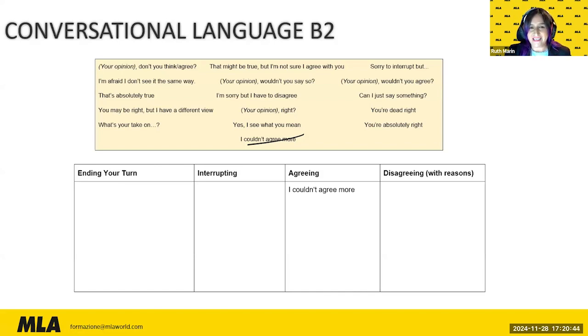And generally, to all native speakers, when a student goes, "That might be true, but I'm not," then we know that they are just memorizing a sentence. But if they say, "That might be true, but I'm not sure I agree with you," if we can actually teach that intonation pattern and then help them. "I'm afraid I don't see it the same way." So they don't pronounce each and every word.